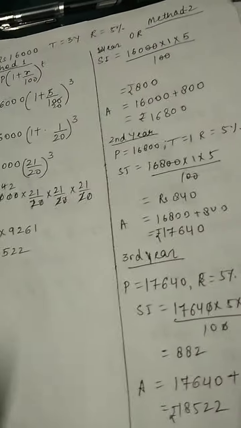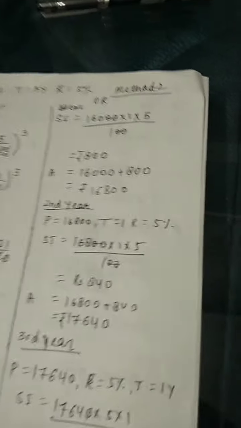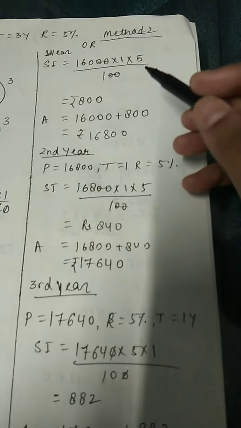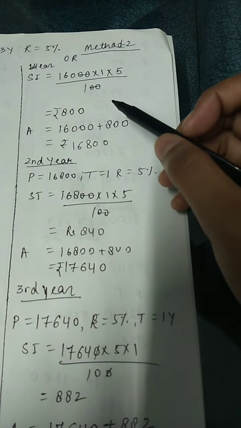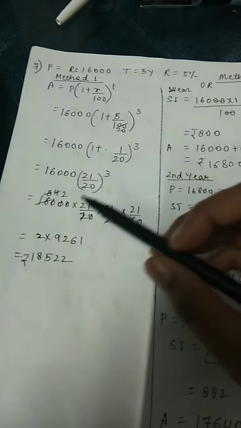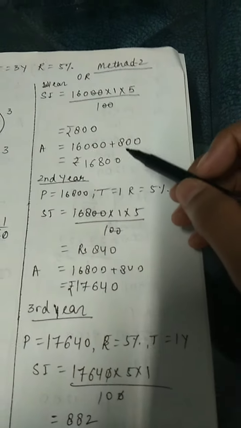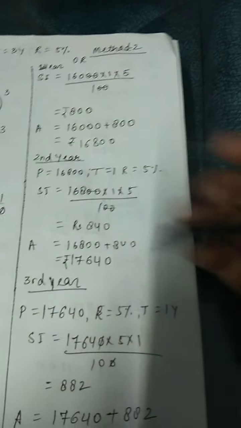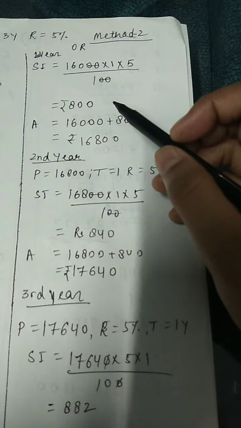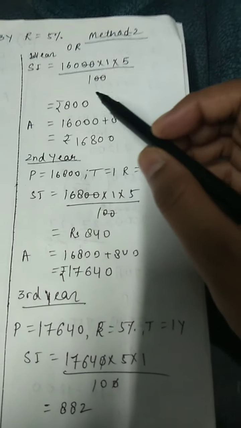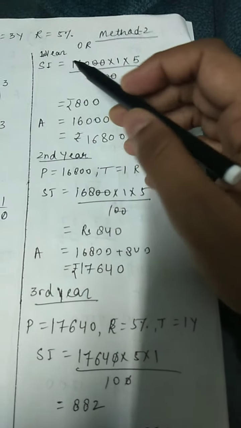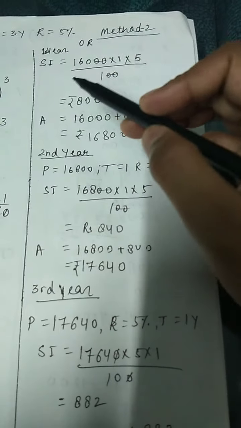Now we have two methods to do this question. You can see there are two methods, method 1 and method 2. Method 2 is the simple method which we have applied in the previous question, that is the SI method. We have to calculate the SI for one year.